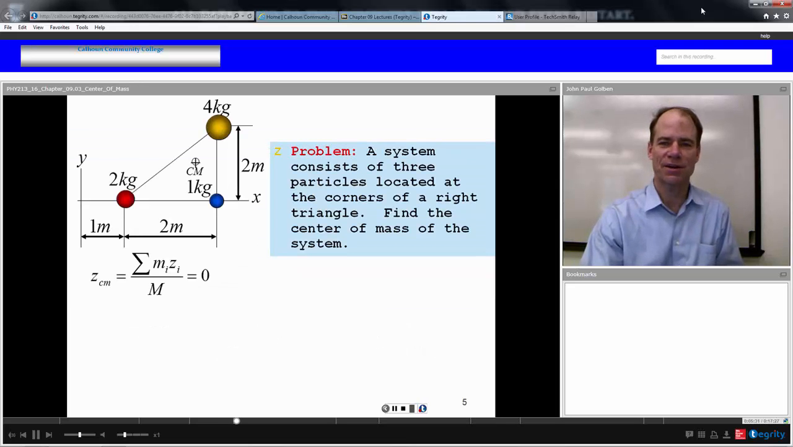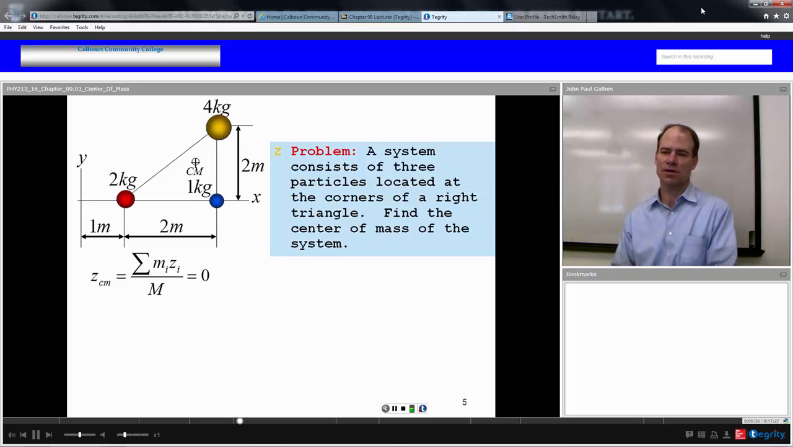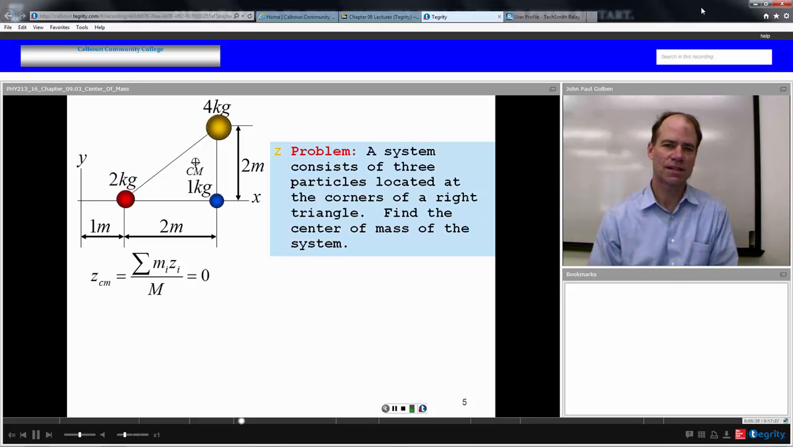Let's try this out. A system consists of three particles located at the corners of a right triangle. Find the center of mass of this system. We have three particles, 2 kilograms, 1 kilogram, and 4 kilograms.